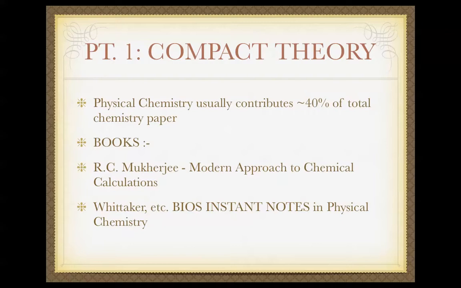The first book I will recommend is R.C. Mukherjee's Modern Approach to Chemical Calculations. Actually, it has all the theory in a very summarized format. So if you are preparing for examinations like JEE or AIMS, this book is pretty helpful. And the second book I will recommend is Whitaker's BIOS Instant Notes in Physical Chemistry. Many times the questions are influenced by foreign authors' books like Atkins, etc. For that, we need something which gives us the input of the latest advancements in the research area as well. Whitaker's BIOS Instant Notes will help you in that.